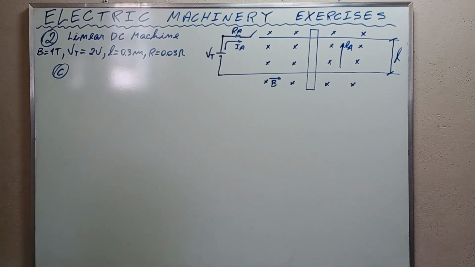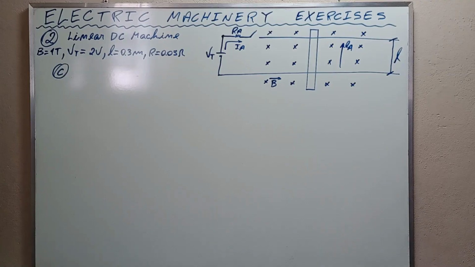Let's go to letter C. Let's read it again. Letter C says, now suppose that a mechanical pulling force of 2 newtons directed to the right is applied to the moving bar. In steady state, determine the speed, the power taken from the mechanical source, the power delivered to the battery, the power lost to heat in the resistance, and the efficiency. Okay, my friends, this is what the exercise wants from us, and we are going to calculate this.